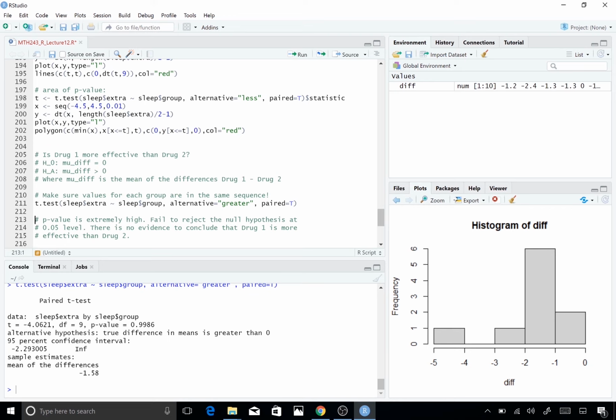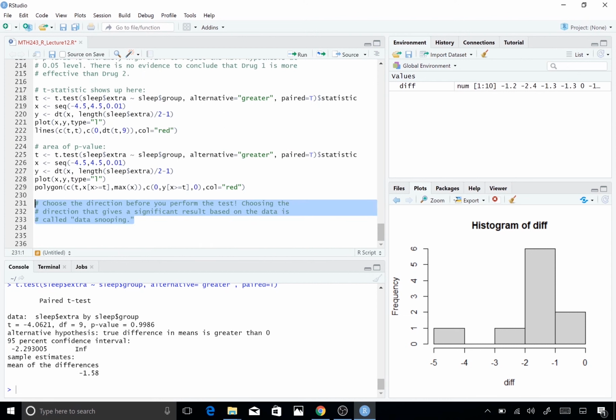In this test, we would fail to reject the null hypothesis, and our conclusion would be that the mean population difference is 0. If you begin with this test and fail to reject the null, you should not go and do the other direction or the two-sided test, which would give you a significant result. That's called data snooping. You need to specify the direction of the test before you perform any calculations.